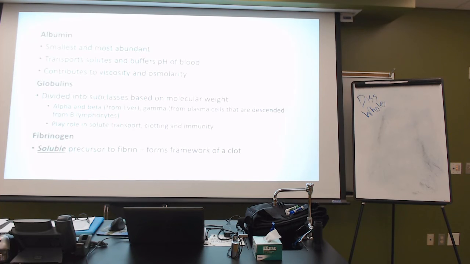The globulins, they're bigger. They have a couple of subclasses based upon where they're from. If we have alpha or beta globulins, they came from the liver.